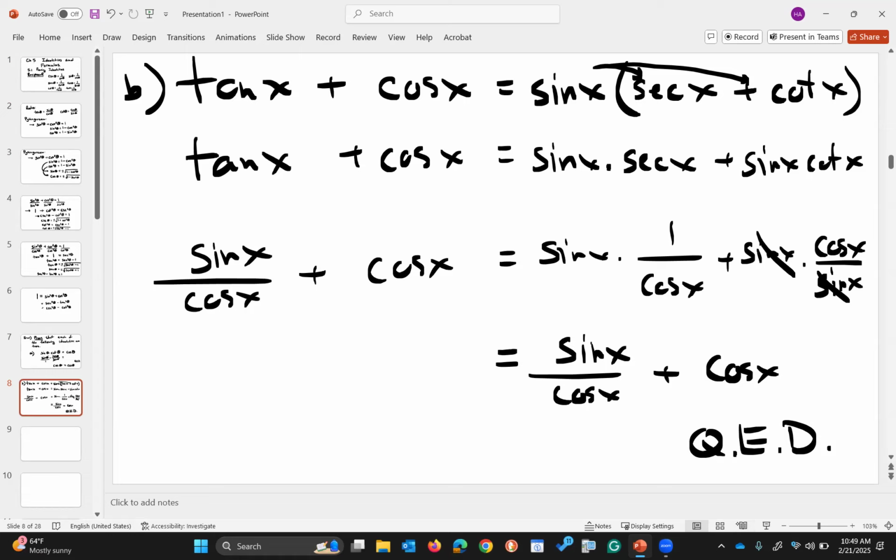I got the exact same thing on both sides. Is that right? I got sine of x over cosine over there and there, plus sine. I got cosine, cosine. I'm just done.